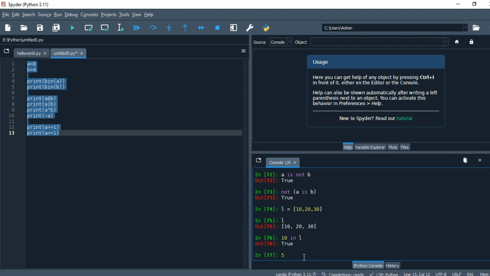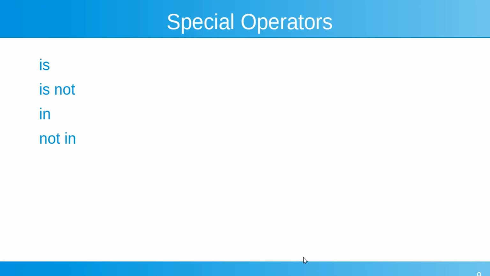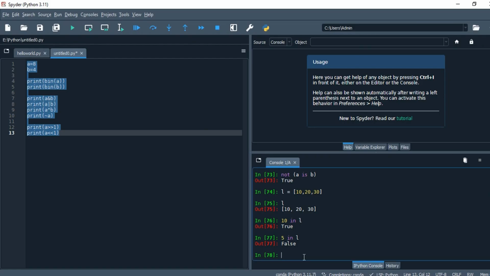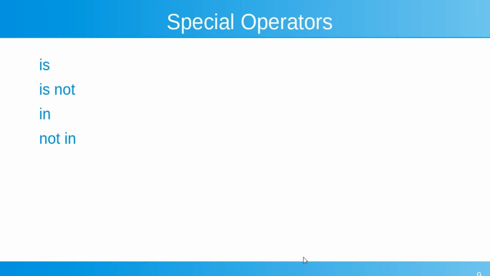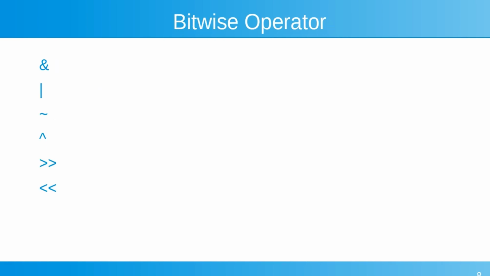If I give something like 5 in l, that means I'm checking whether 5 is present inside the list l. Obviously it is not there, so it's giving me the false result. Okay, so this is the purpose of the in operator. Again, not in is going to be the negation of in. So I think it's understandable for you, right? Not in is just the negation of in. Okay, so that's all about the operators in Python.